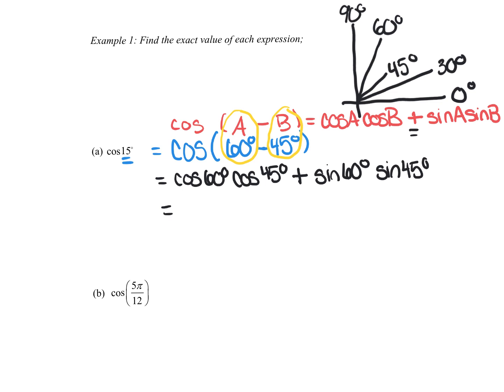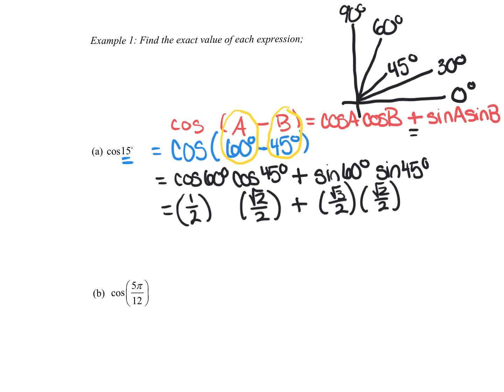So cosine of 60 degrees is 1/2. Cosine of 45 degrees is root 2 over 2. Plus sine of 60 degrees is root 3 over 2. Sine of 45 degrees is root 2 over 2. When you're doing fractions, you're going to multiply straight across.